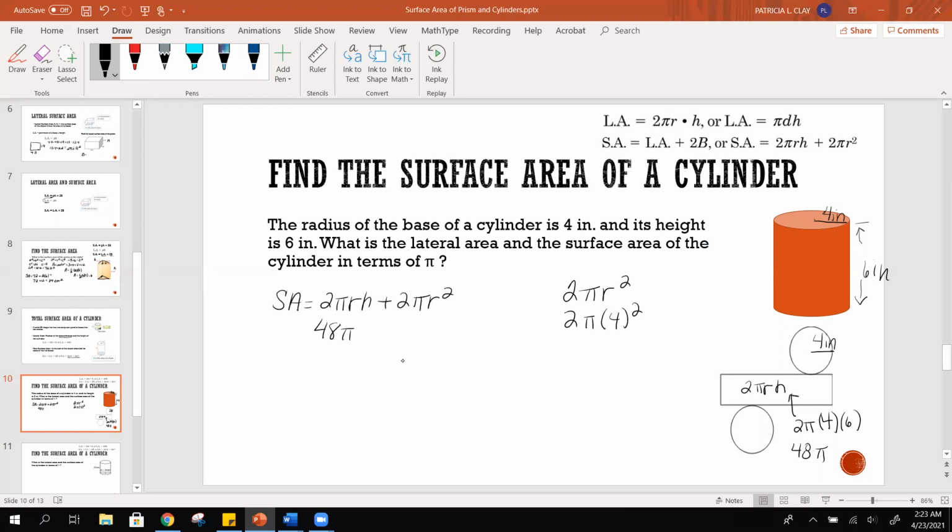4 squared is 16. And 2 times 16 is 32. So the area of our two bases is 32 pi. So we can say 48 pi plus 32 pi. That's going to give us a total of 80 pi.